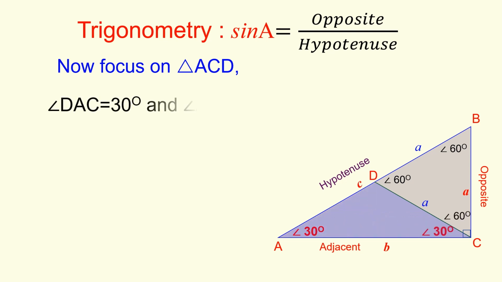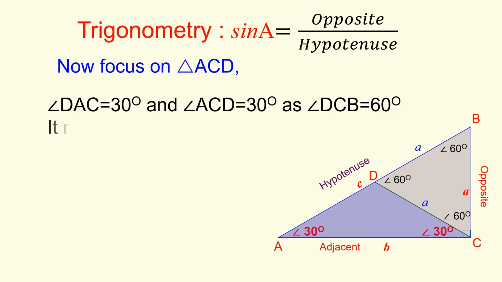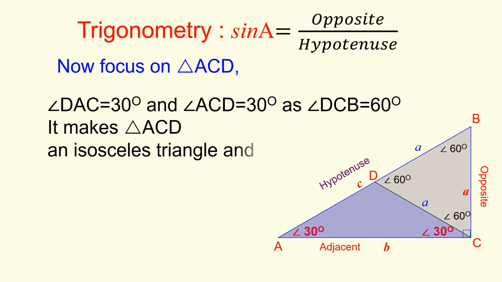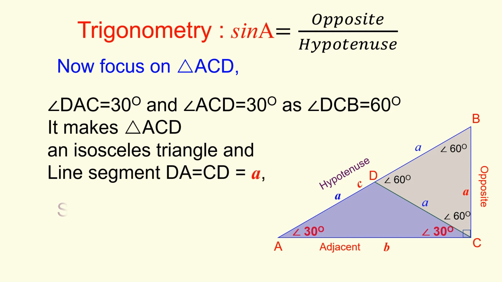Now focus on triangle ACD. Angle DAC equals 30 degrees and angle ACD equals 30 degrees, as angle DCB equals 60 degrees. It makes triangle ACD an isosceles triangle, and line segment DA equals CD equals BC. So the hypotenuse AB equals AD plus DB equals 2BC.